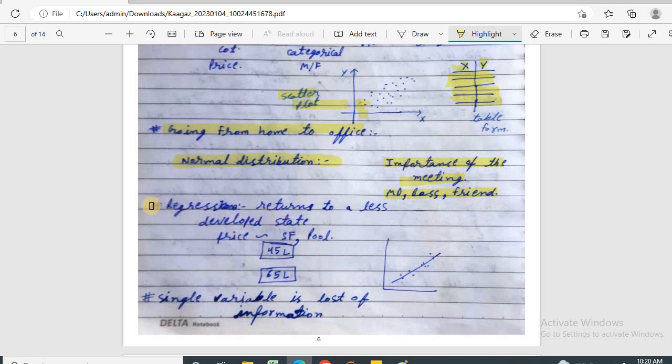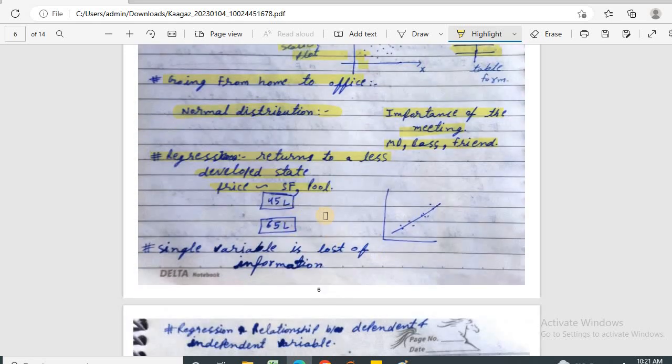Okay, now what is regression? Regression is return to a less developed state. If you search on Google, you will find the meaning of regression: return to a less developed state. Here price depends on square footage or pool. For example, I need to buy a house, so I go outside and search for some house. I come home, and someone asks me, and I tell them I have seen one house and the price of the house is 45 lakhs.